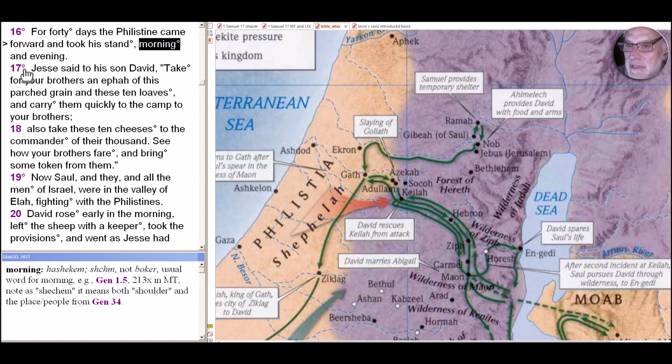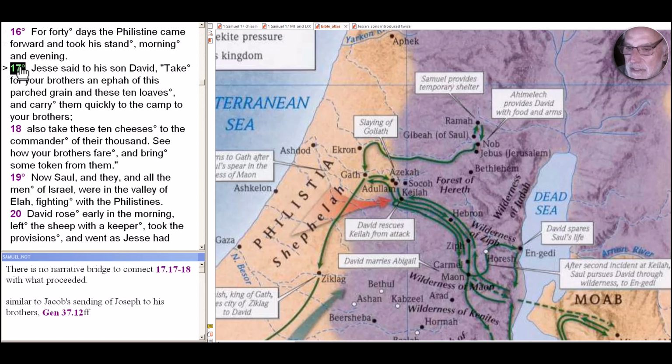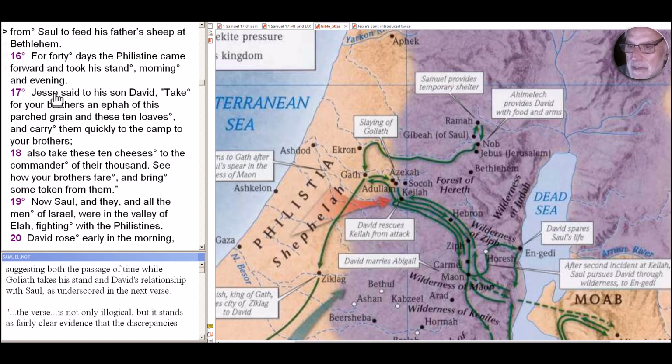So with that introduction, now we get a word from Jesse, and my note below highlights that there's no narrative bridge to connect this here. We saw that the people are out there and that David is going back and forth, but now Jesse says to his son David something that seems to have nothing to do with the battle at all. Take for your brother an ephah of this parched grain and these 10 loaves, and carry them quickly to the camp to your brothers, and also take these 10 cheeses to the commander of their 1,000. See how your brothers fare and bring some token from them.